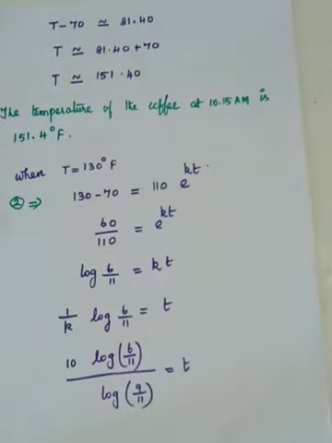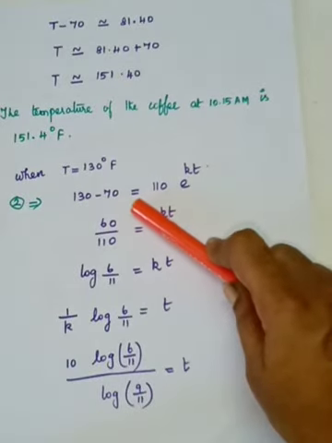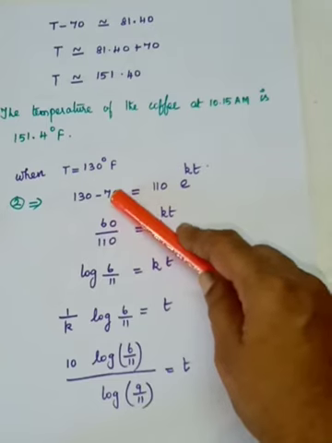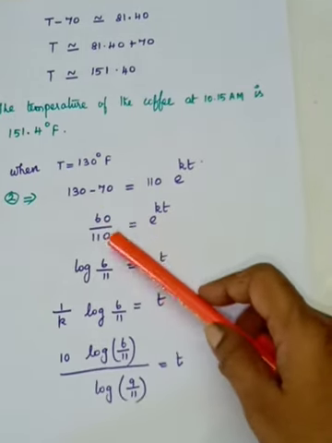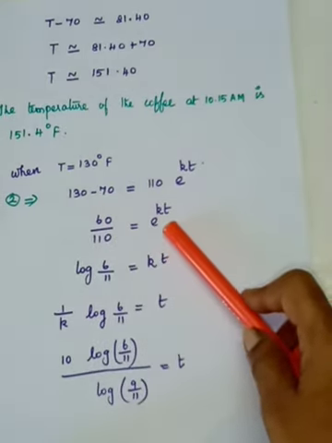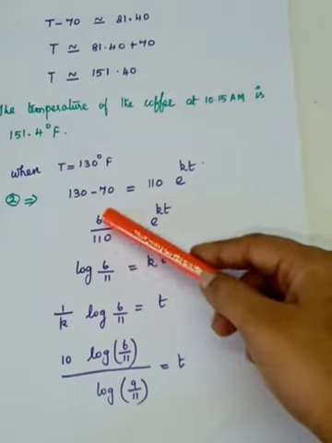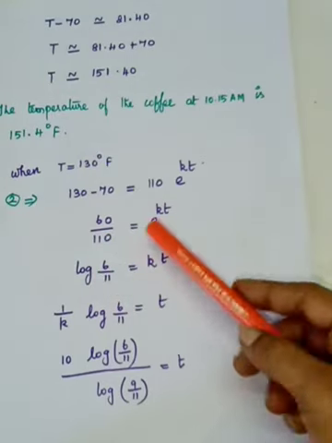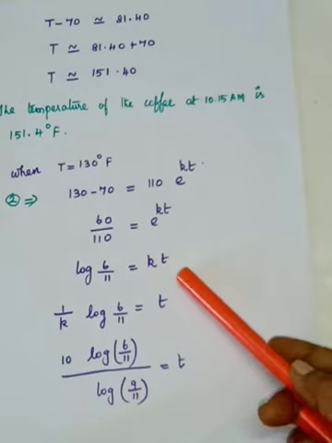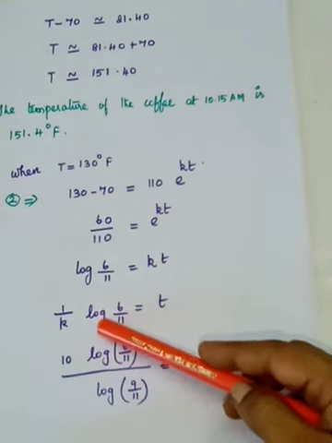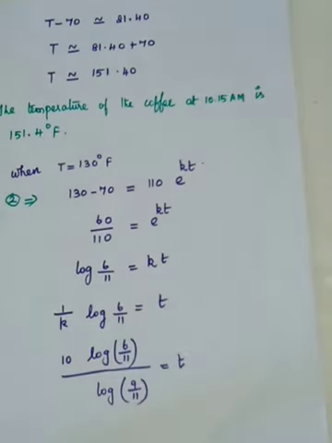So therefore, this equation will come. 130 minus 70 is 60, divided by 110, is equal to e power kt. So the 0 gets cancelled, and log of 6 by 11 is equal to kt. So t is equal to 1 by k into log of 6 by 11.